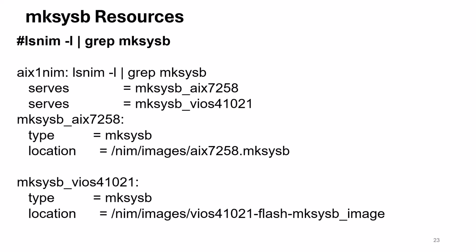So you can see that for my mksysb for AIX7258, it's in /nim/images/AIX7258.mksysb, and you can also see where I've got the VIO server 41021 mksysb image as well. And it's got Flash in it because that means that I took that image straight out of the Flash ISO.